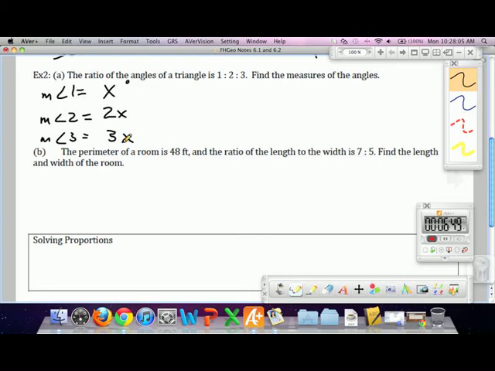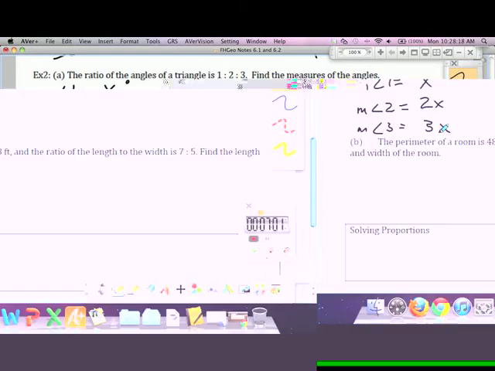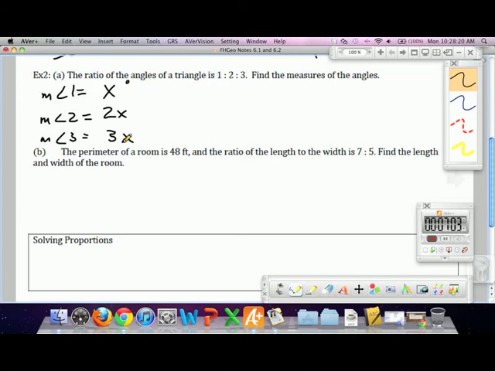Well, what else? Why did I create this? Well, what else do we know about this situation? Eunice? They need to add up to 180 because they're the angles of a triangle. The sum of the angles of a triangle is 180. So you could say x plus 2x plus 3x has got to be 180. 6x is 180. X is 30.